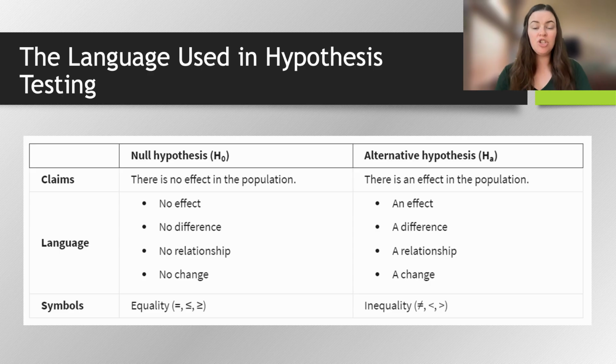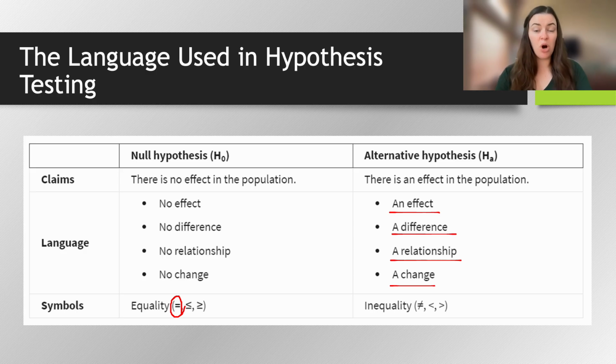Just as a brief reminder, our null hypothesis is our statement of no difference, meaning that there is no effect in the population. So we use certain language such as no effect or no difference, no relationship, or no change. And statistically, we note this by using the equal sign. Whereas with the alternative hypothesis or the research hypothesis, this is where we state if there is an effect within the population. So you'll see language used such as an effect, or a difference, a relationship, or a change.